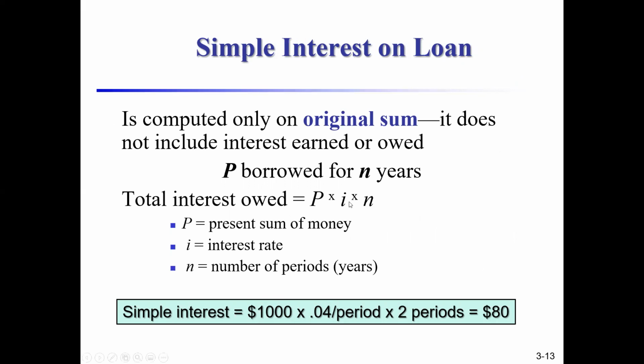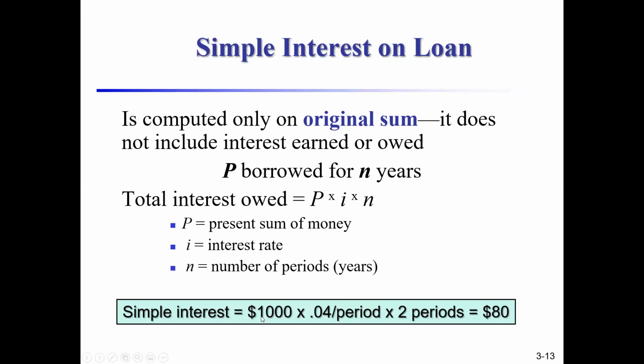So that same thing in terms of notation: P borrowed for n years, total interest owed on the original sum. This is simple interest. We'll talk about compound interest in a bit. Simple interest means at the end of your period, whatever periods you have, you have a present sum of money, P, whatever you're putting in the bank now, an interest rate, in this case 4%, and a number of periods, in this case, say 2 years.